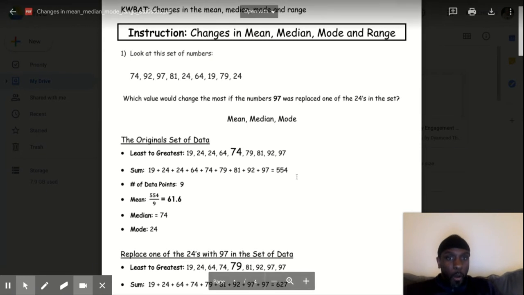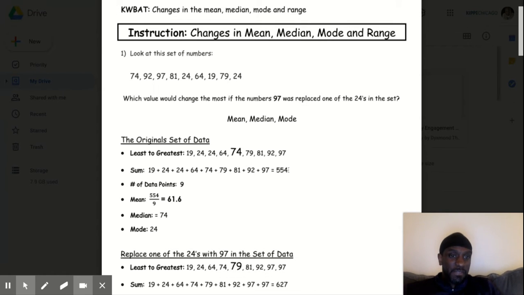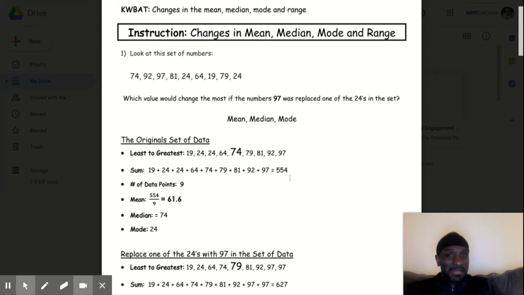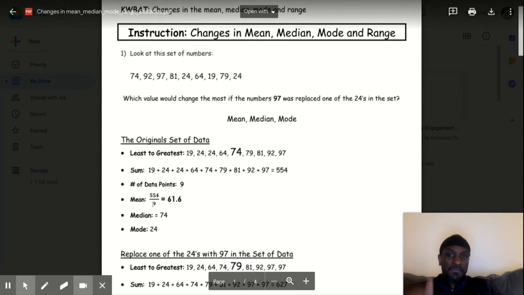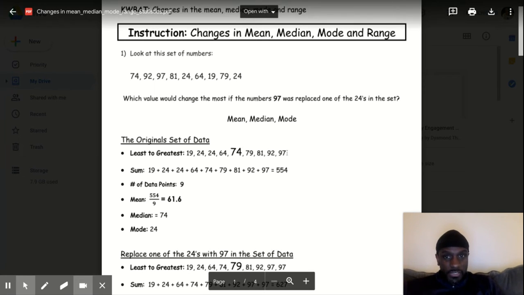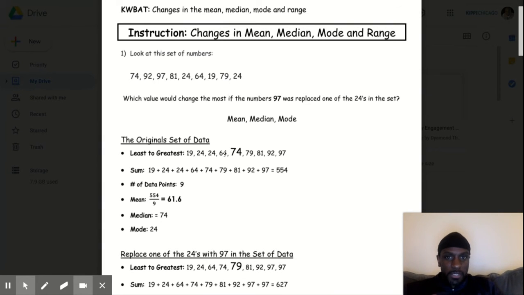Now let's go to the next one. Add them all up. I'm adding them up. I get 554. How many numbers do I have? You have 9 numbers. So 554 divided by 9 will give you your mean. I get a mean of 61.6. Now, the mode is the number that repeats the most. Look at them in order from least to greatest. What number do you see that repeats itself the most? Every number appears once besides 24. 24 appears twice. So the mode is 24. For the original set of data, the mean is 61.6, the median is 74, the mode is 24.